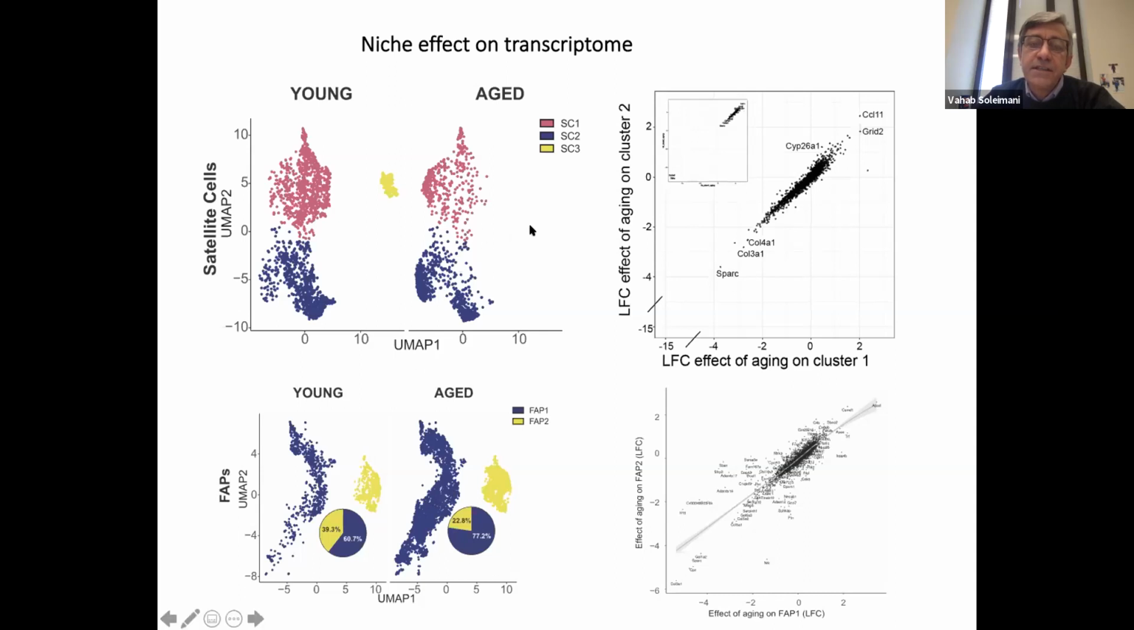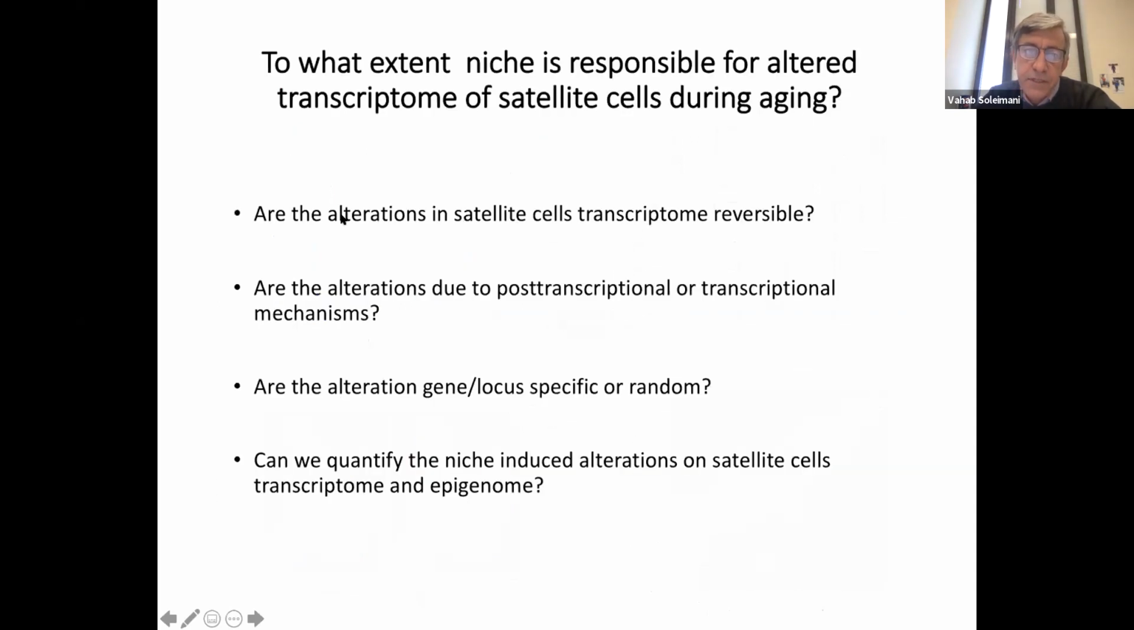So our question at this stage was, are these changes actually induced by the niche environment? Because if you're dealing with the effect of age on stem cells, almost everything has been associated with aging, from mitochondrial dysfunction, oxidative stress, DNA damage, you name it, the list goes on. But what was our interest at this point? We wanted to know if these alterations in gene expression are actually induced by the altered niche environment. And so to do that, we needed to develop some in vivo models. So these were some of the questions that we asked.